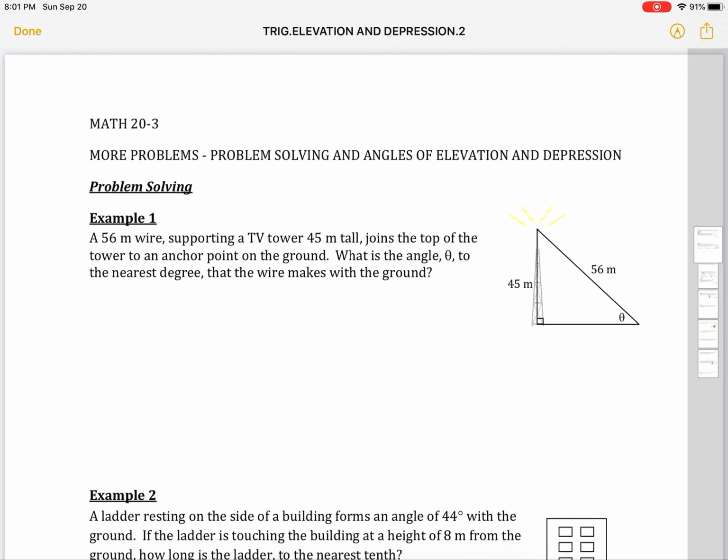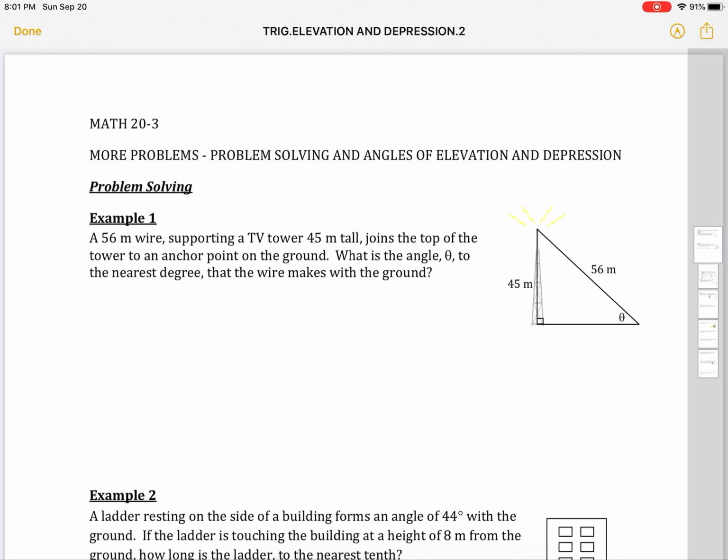Okay, so this is some extra problem solving. It never hurts to do some extra problem solving. So we're doing some more problems, and these also incorporate angles of elevation and depression, what we did earlier today. You've gotten a chance to try a few on your own. Now let's try a few more together, and then we can see how you do.